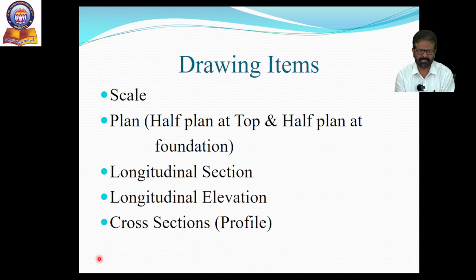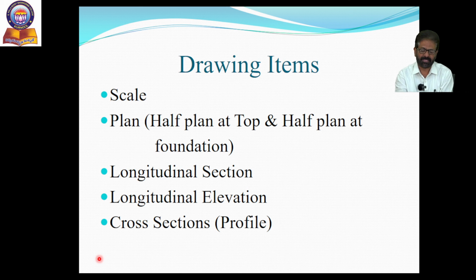A scale, as I already explained, everybody knows about scale. What is scale? A 1:100 scale means 100 units of the structure are represented as 1 unit on the drawing. That is why it is called a scale of 1:100. Now, these four major features you have to draw for any structure, not only for this surplus weir, any hydraulic structure. You are required to draw all these features.